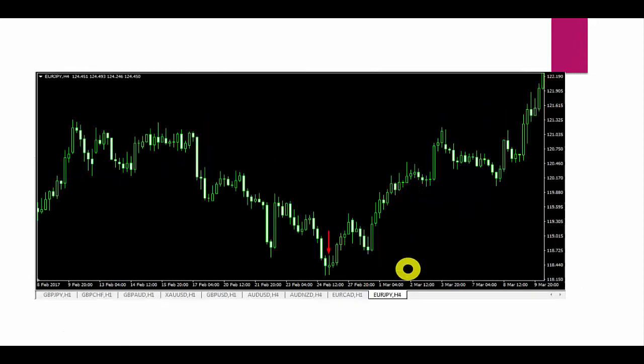Another example of spinning top, Euro JPY H4 chart. You can see market was falling. We got a spinning top candlestick here and right after that market went to the upside. Earlier downward trend, spinning top, confusion between the buyers and sellers, indecision, 50-50 chances that market can go to either direction. So right after that market trend was changed and we got a bullish trend.